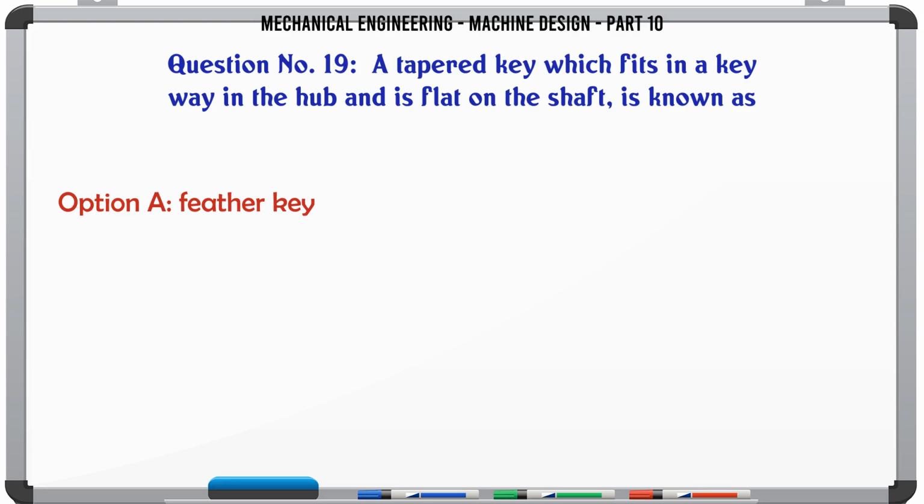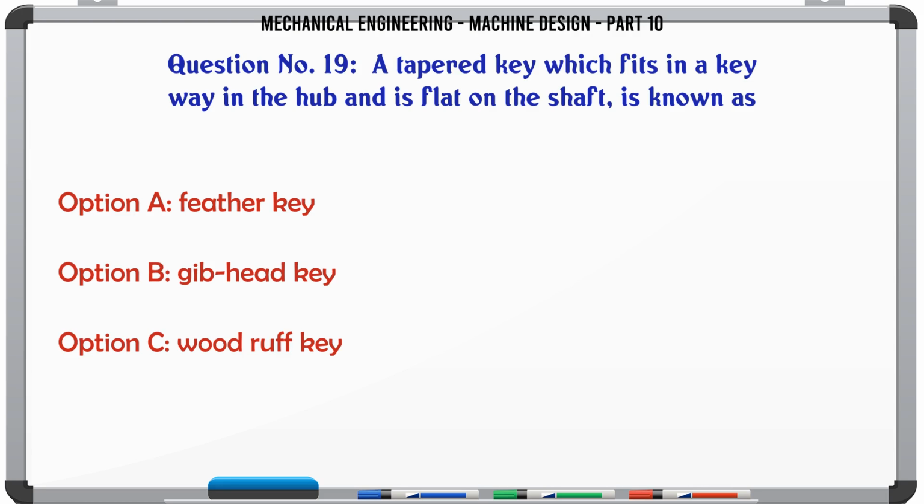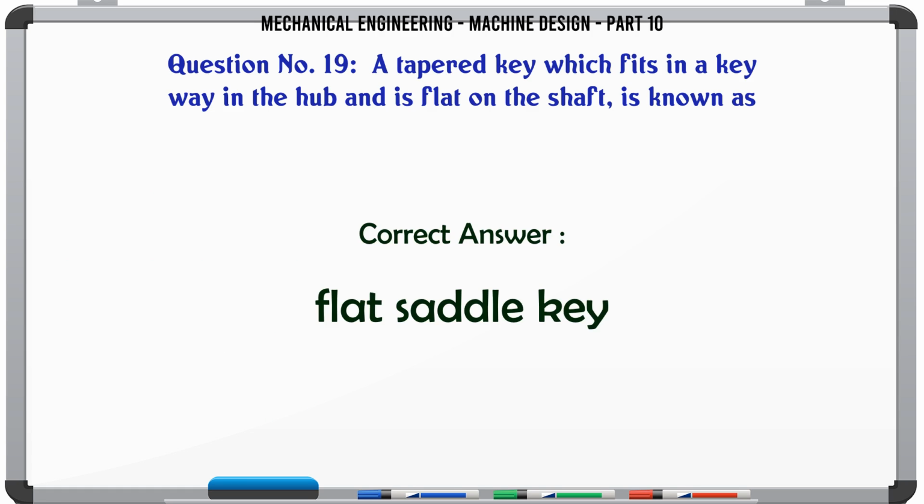A tapered key which fits in a keyway in the hub and is flat on the shaft is known as A. feather key, B. jib head key, C. woodruff key, D. flat saddle key. The correct answer is flat saddle key.